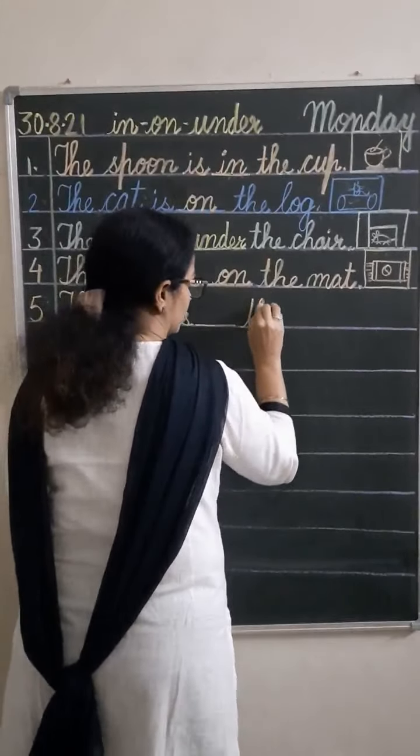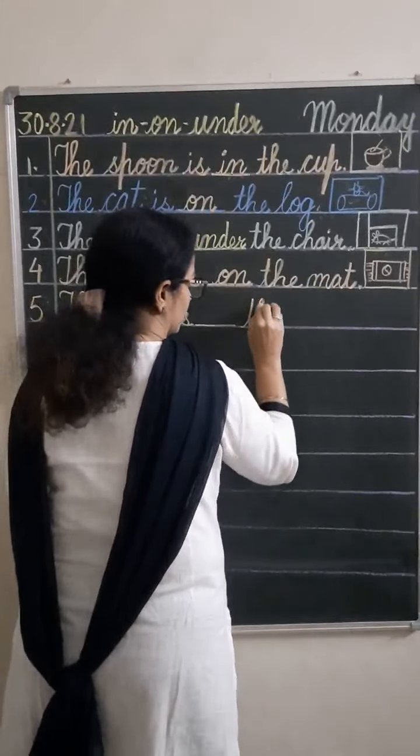Okay, here we will make a box. Okay, box draw करेंगे and box के अंदर we will draw a hut like this, and here we will draw a kite. Now where is the kite? The kite is on the hut. Hut के ऊपर पड़ी है. The kite is on the hut. So here we will fill O-N, on. The kite is on the hut.